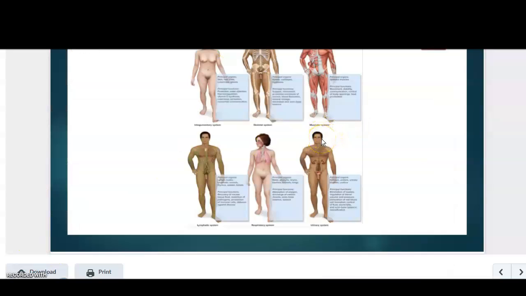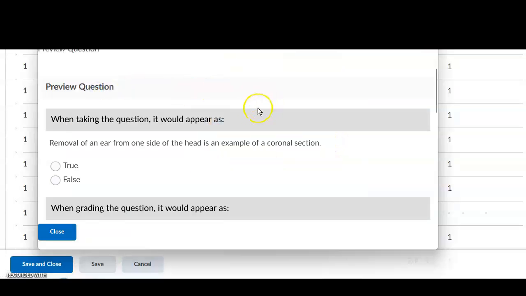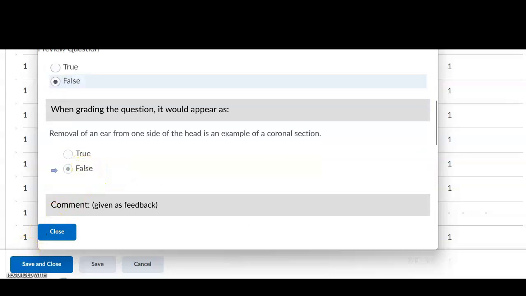So if we want to cut the ear, then we will have to cut it like this. And this is a sagittal plane, right? That will separate the ear from the body. If we go back to the question, removal of an ear is not achieved with a coronal section. So therefore, this should be false. That's what we got right there.